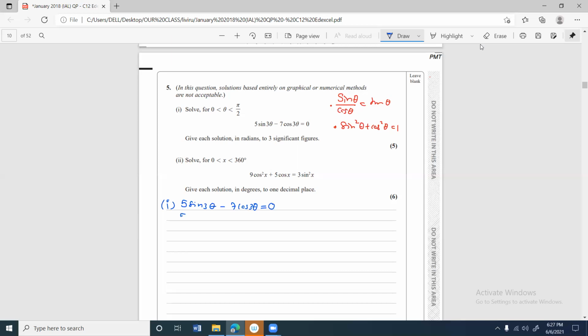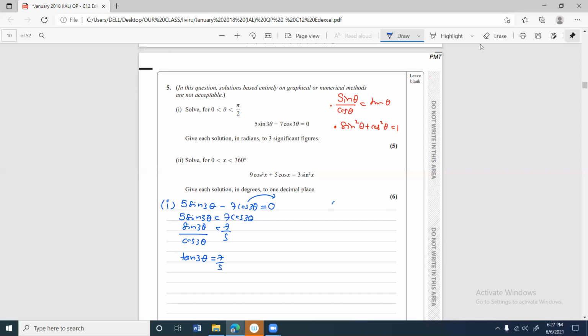Therefore, I just write it like this: 5 sine 3 theta equals 7 cos 3 theta. I just brought the 7 cos 3 theta to this side. Then I can say sine theta divided by cos theta equals tan theta. So I will bring this 5 down to the other side as a division. You can write it this way: sine 3 theta over cos 3 theta equals 7 over 5. So with this you can say tan 3 theta equals 7 over 5.